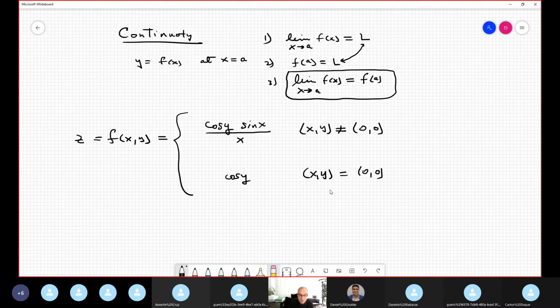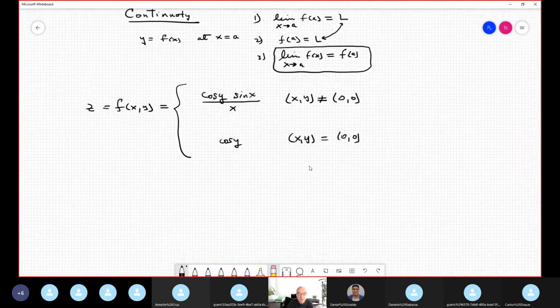Now you define one piecewise function formed by 2 pieces. When it is completely not the origin, it's cosine y sine x divided by x. And when it is the origin, it's just cosine y. So I need to evaluate at 0, 0, because in my opinion it is the critical point, the point where maybe we have some problem. It's obvious that cosine 0 is 1. Now you apply the limit.